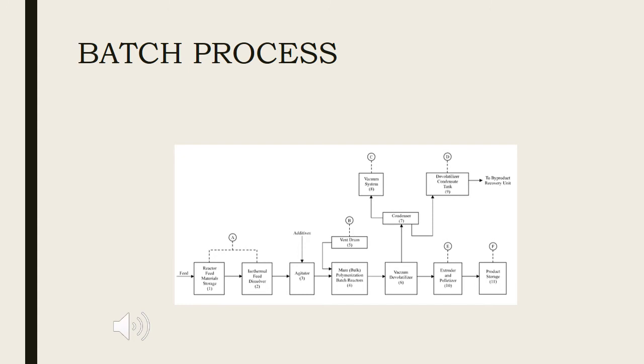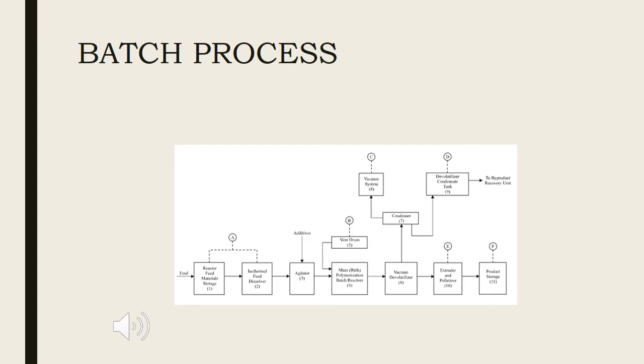The reaction may also be begun by introducing a free radical initiator into the feed dissolver along with other reactants. Feed dissolver is unit number 2. After polymerization is complete, the polymer melt containing some unreacted styrene monomer, ethyl benzene, and low molecular weight polymers is pumped to a vacuum devolatilizer, which is unit number 6.